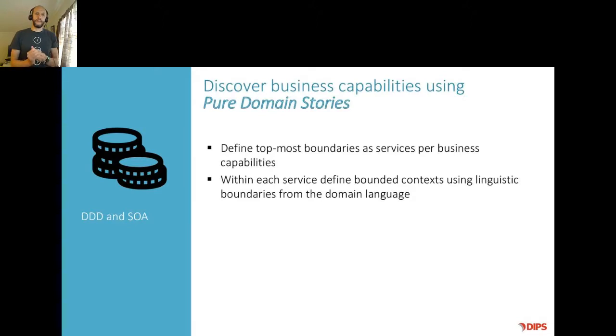In domain storytelling, the method to discover business capabilities is so-called pure domain stories. I will not go into much detail about it. There is no time for that. But in our workshop with our customers, we're really using this technique of pure domain stories. We're actually able to discover the business capabilities that kind of eluded us in the beginning. So if you want to combine this, you can try defining topmost boundaries as services per business capability, and then within each service, define bounded contexts using a domain language.